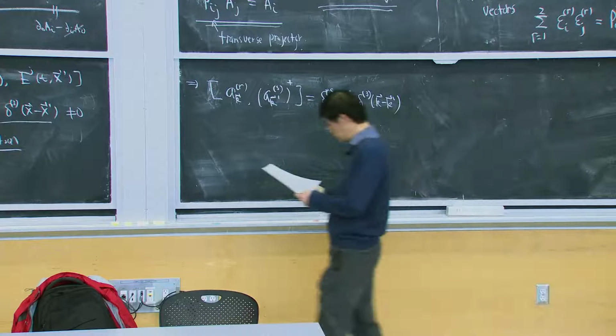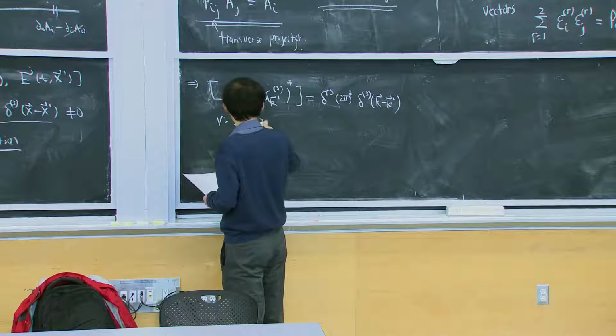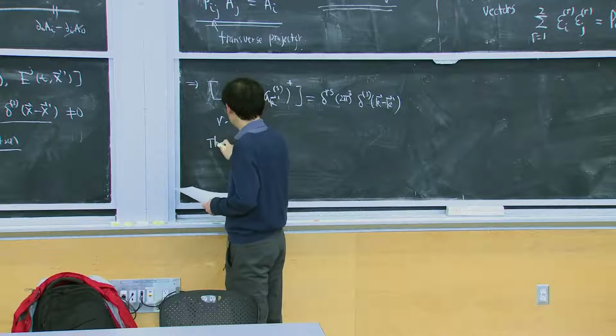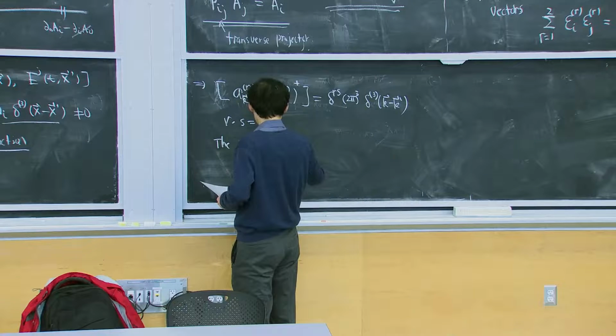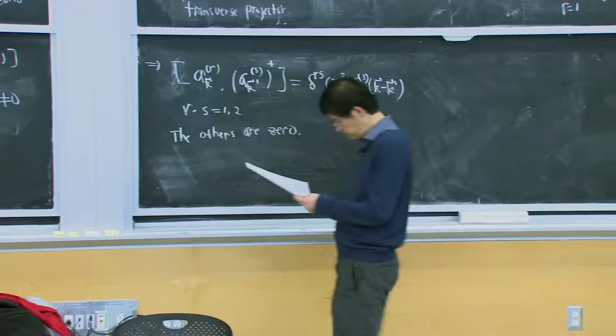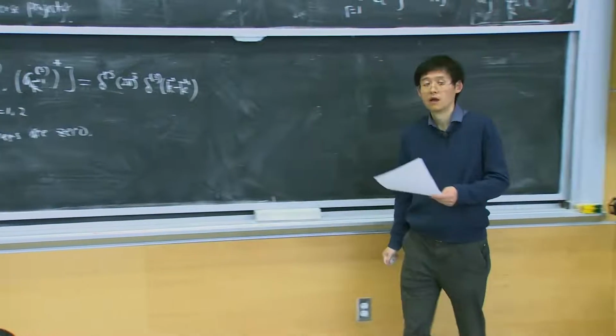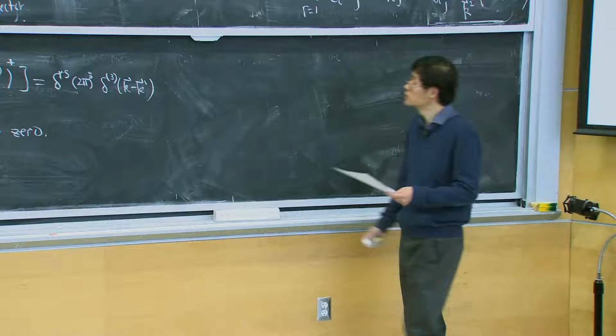Means the rest are 0. So R and S equal to 1 and 2, and the others are 0. Okay, so now we can write down the Hilbert space.